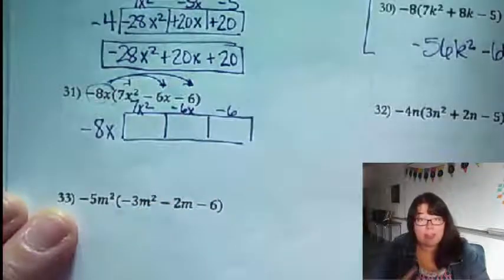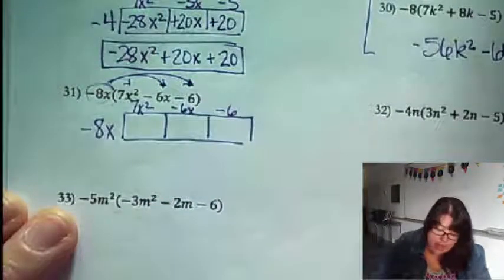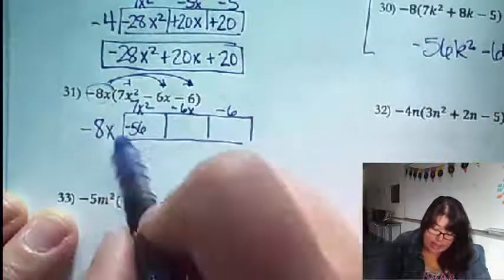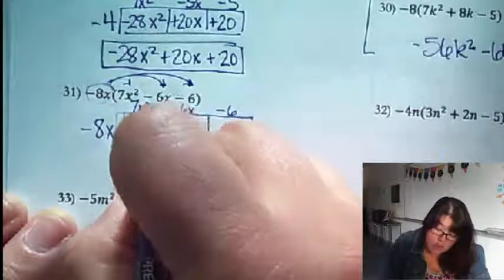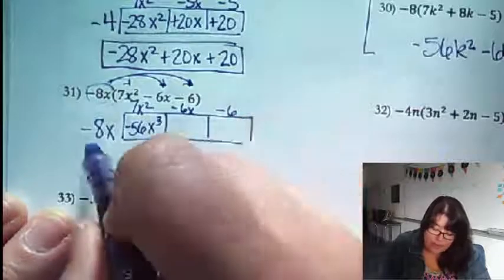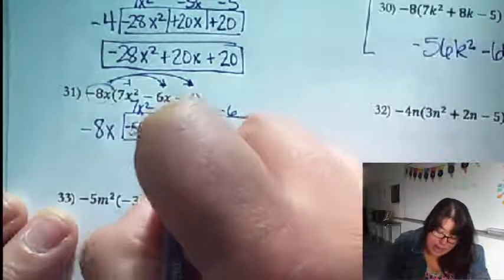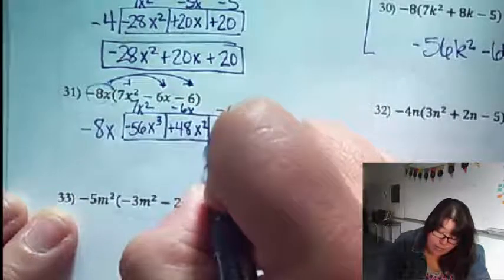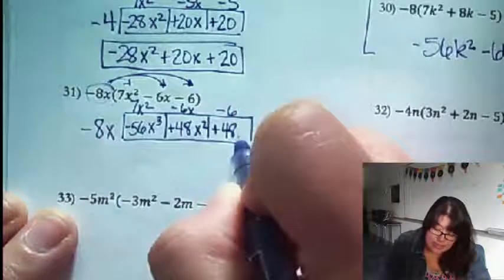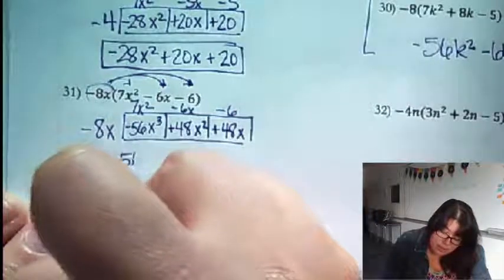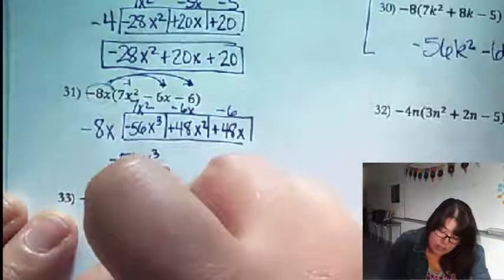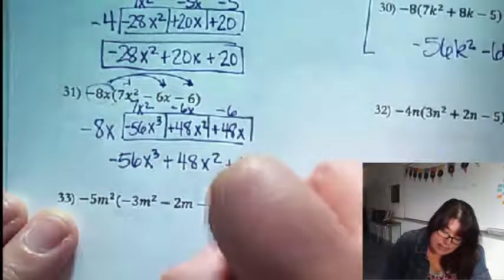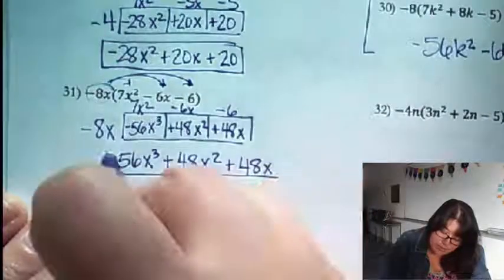Now I'm going to multiply my coefficients and add my exponents. Negative 8 times 7 is negative 56. X times x squared gives me x cubed when I add my exponents. Negative 8 times negative 6 is positive 48. X times x is x squared. Negative 8 times negative 6 is positive 48, and x times nothing just stays x. Break it out of the box for your final answer, and we have negative 56x cubed plus 48x squared plus 48x. And there's our final answer for that one.